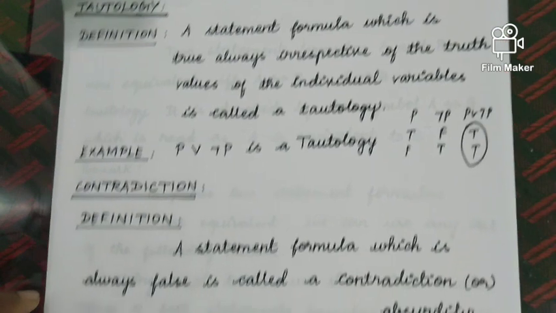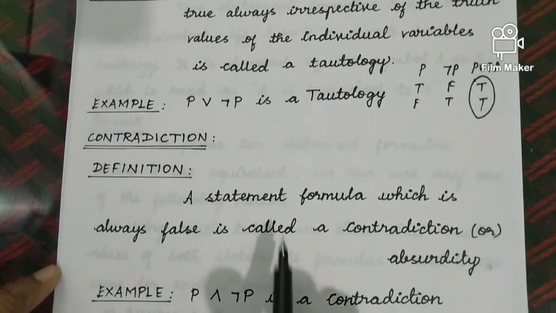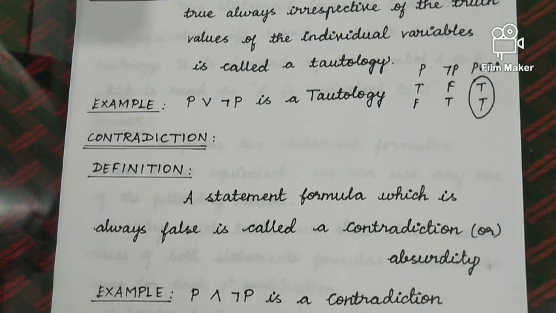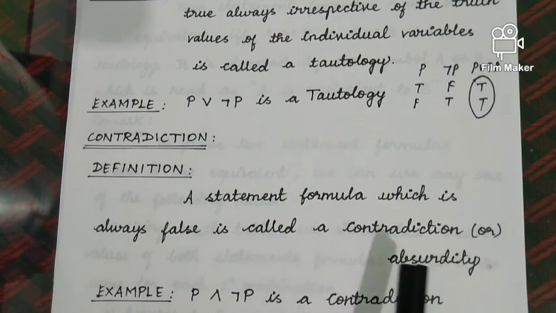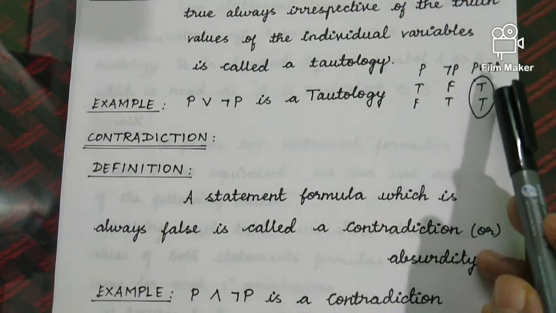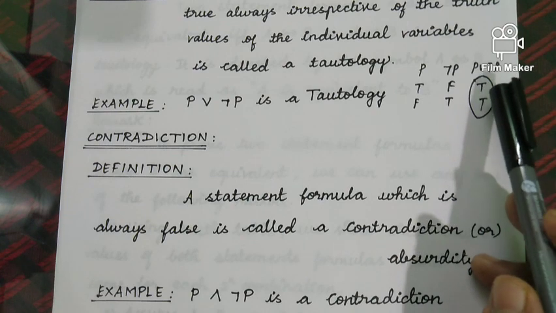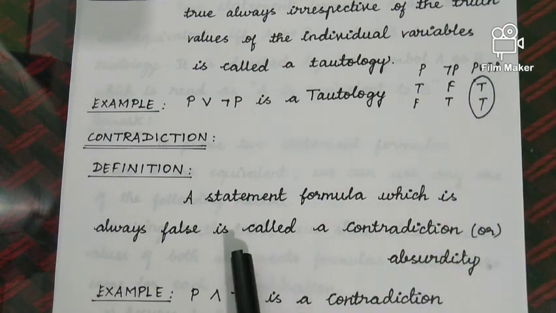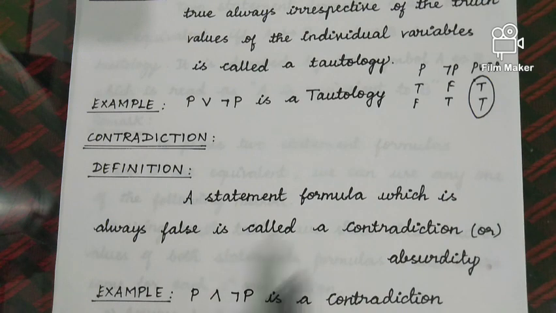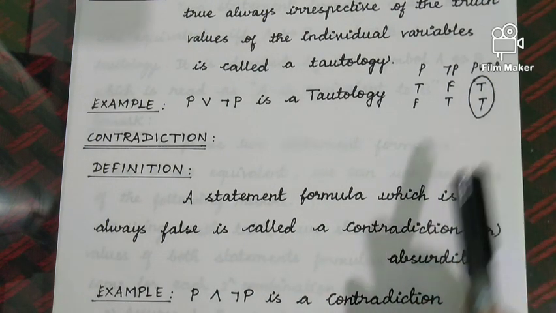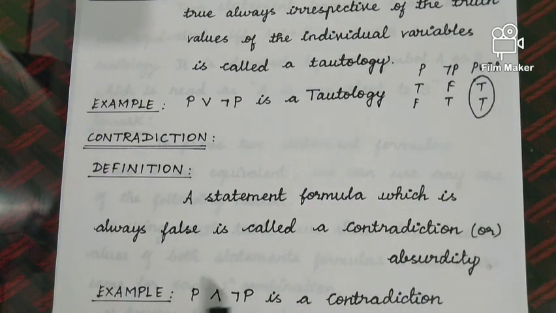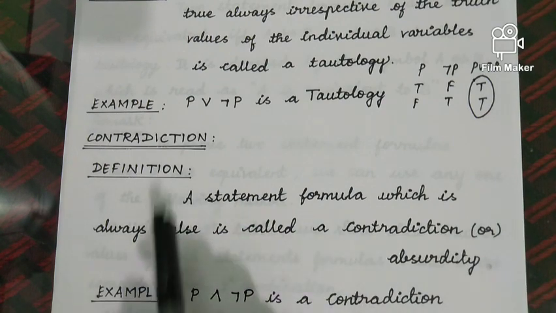Okay. Then the next definition is contradiction. A statement formula which is always false is called a contradiction or absurdity. So when can we say that a statement is a contradiction? If the final value in the truth table is a false value, then we can say that the statement is a contradiction. Example, we can take P and negation P. Here we have taken P or negation P. In the same manner, if we go with P and negation P, we get the final value false, so we can say that it is a contradiction.